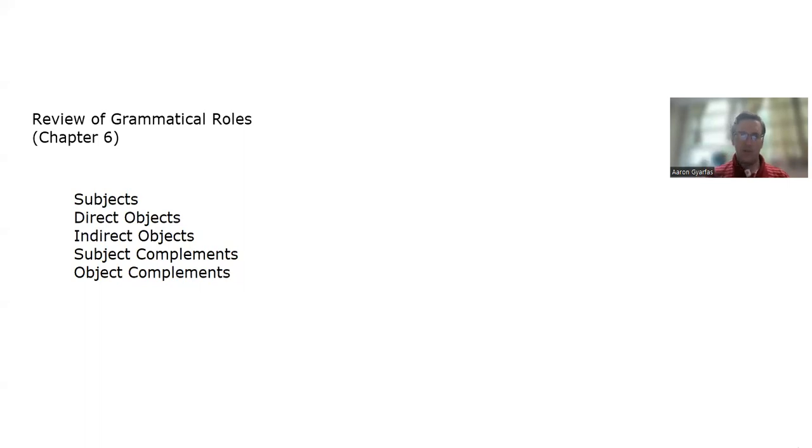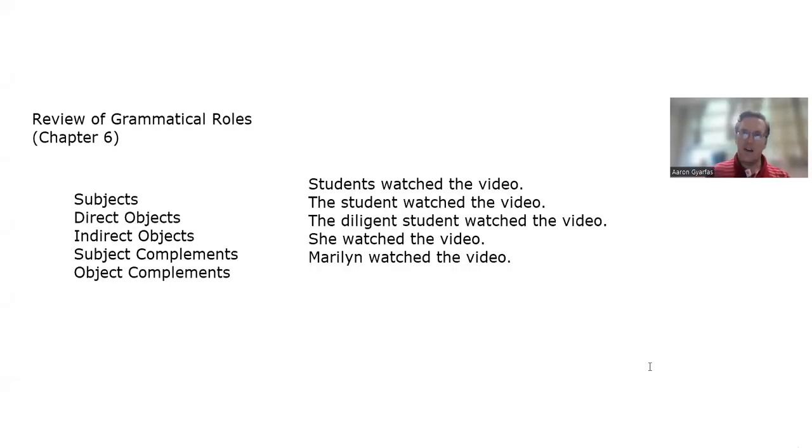The 5 roles we looked at were subjects, then objects, direct and indirect, and complements, subject and object. There are videos on all 5 of these on Moodle if you want to check out the individual videos. But just a quick recap of each of those roles. If we look at these 5 examples, we have the same predicate in each sentence: watched the video. The subject is going to be the who is watching the video, right?